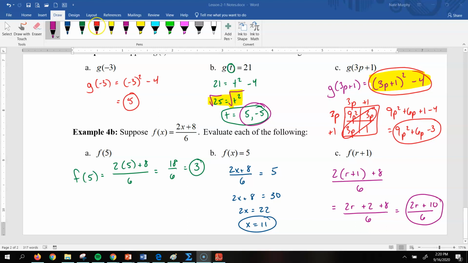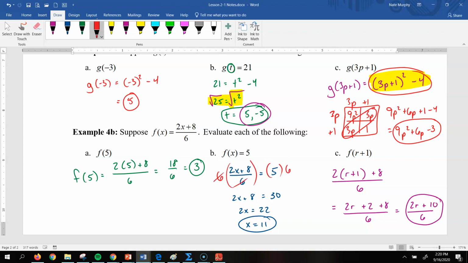For letter B, we know the answer is supposed to be 5. We're trying to figure out what the input would be to get an answer of 5. And so the way you could set that up is to say, well, 2x plus 8 divided by 6 is going to equal 5. Now, if you're wondering how to get rid of that fraction, what we would do here is multiply both sides by 6. And so that would get rid of the fraction.